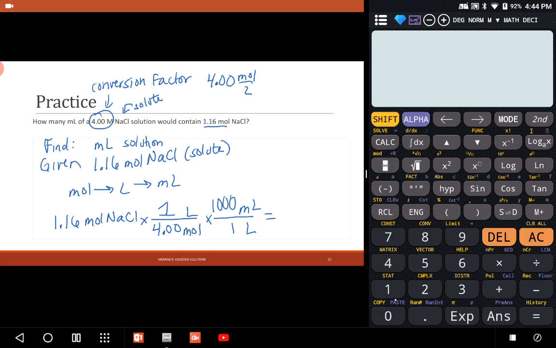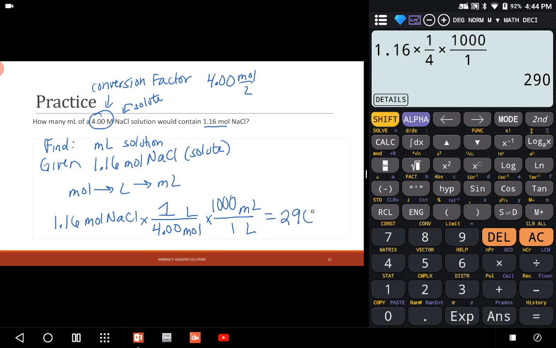So if I clear my calculator, I have 1.16 times 1 over 4, and then times 1,000 over 1. And so that tells me 290. This has 3 sig figs, and so my answer has to have 3 sig figs. So I have to make sure that I put a dot there to make sure that 0 is significant. So I will need 290. milliliters of the solution.